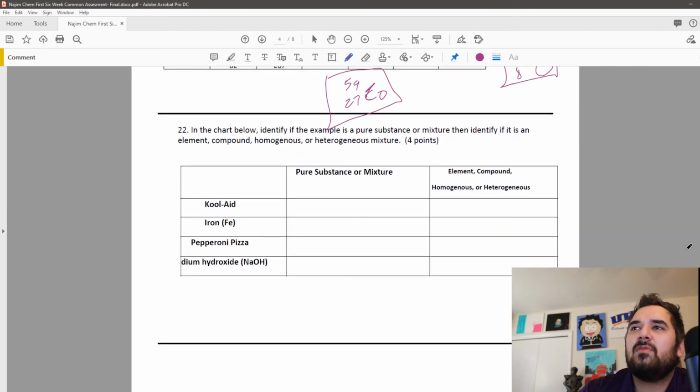It says, in the chart below, identify if the example is a pure substance or a mixture, and identify if it's an element, a compound, homogeneous, or heterogeneous. This is super simple stuff. You need to know how to do this. So Kool-Aid, is it a mixture or a pure substance? Kool-Aid is a mixture. We know that. You can't make Kool-Aid without mixing some stuff together. What kind of mixture is it? Is it heterogeneous or homogeneous? Well, once you've stirred it enough, it should all be uniform, and if it's uniform, then it's going to be homogeneous.